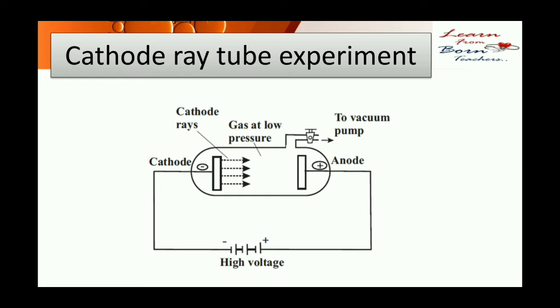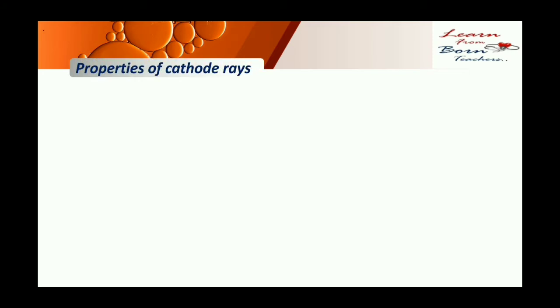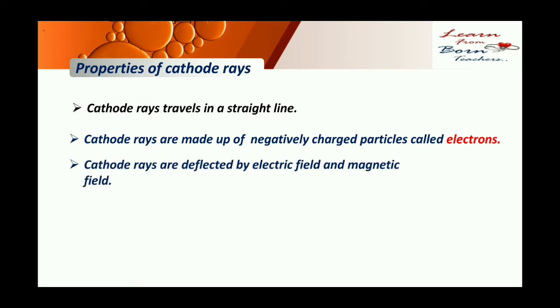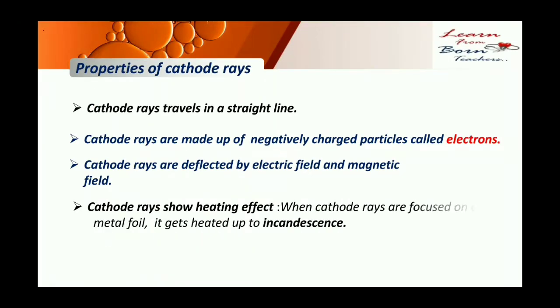So let us check the important properties of cathode rays. Cathode rays travel in a straight line. Cathode rays are made up of negatively charged particles, which he called electrons. Cathode rays are deflected by electric and magnetic fields. Cathode rays show a heating effect.